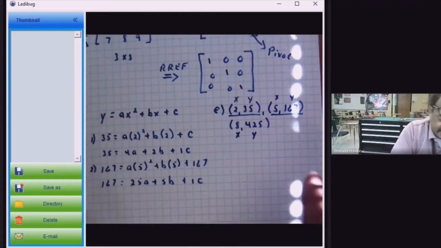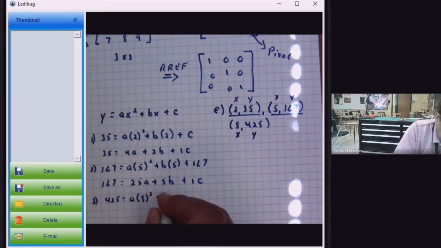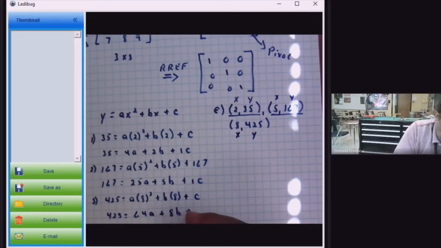And now I'm going to do my last point. X is 8, y is 425. So 425 equals a times 8 squared plus b times 8 plus c. So 425 equals 64a plus 8b plus 1c.